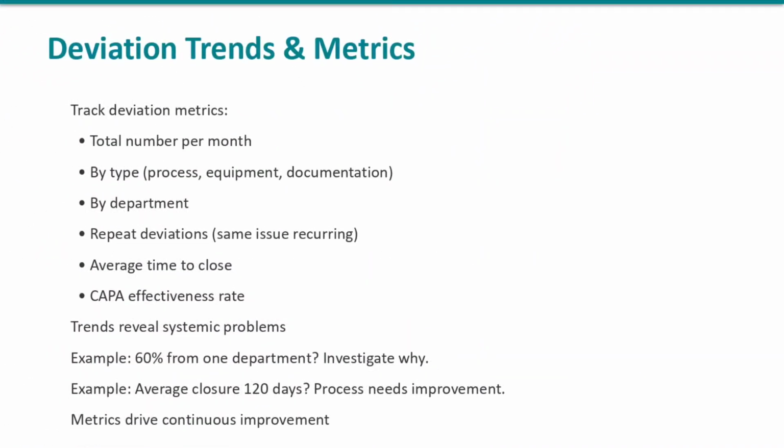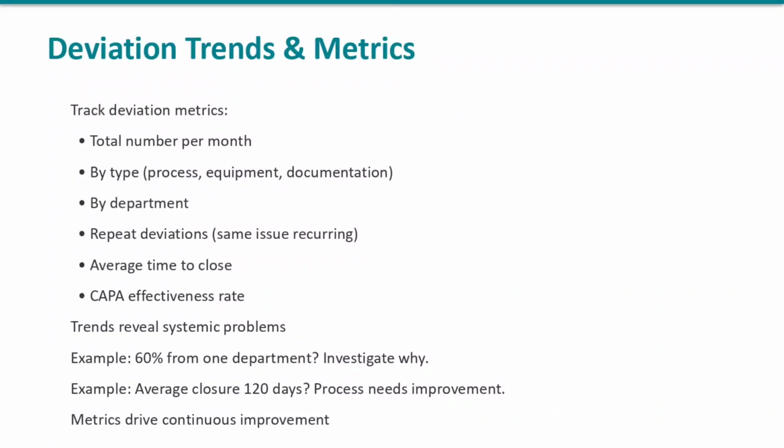Track deviation metrics including total number of deviations per month, deviations by type such as process, equipment, or documentation, deviations by department, repeat deviations meaning same issue recurring, average time to close deviations, and CAPA effectiveness rate.